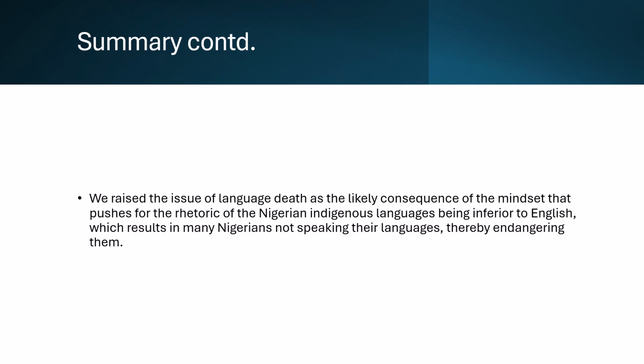So we raised the issue of language death as a likely consequence of the mindset that pushes the rhetoric of Nigerian indigenous languages being inferior to English, which results in many Nigerians not speaking their languages, thereby endangering them. People have said that when a language as broadly spoken as Yoruba is under threat, how much more the smaller languages, smaller in quotes, because the number of speakers is not as wide as Yoruba people? If that kind of language can be under threat, how much more?